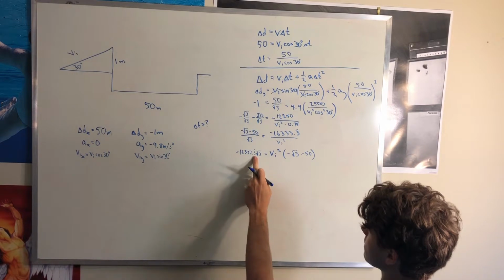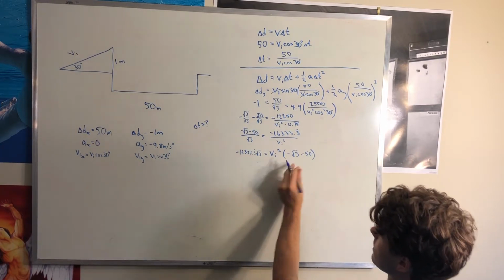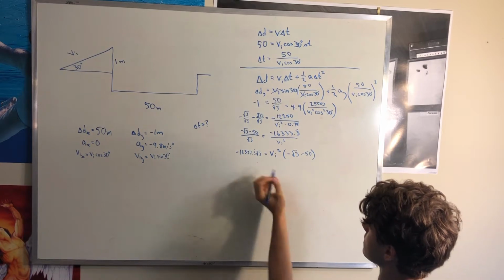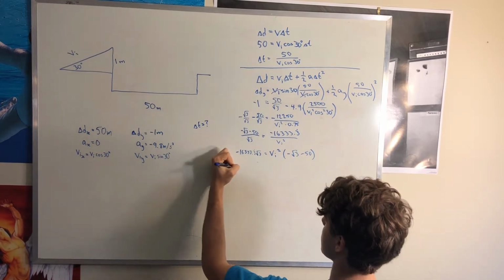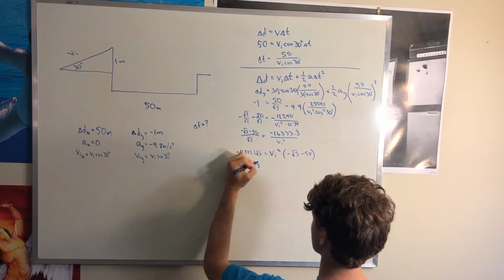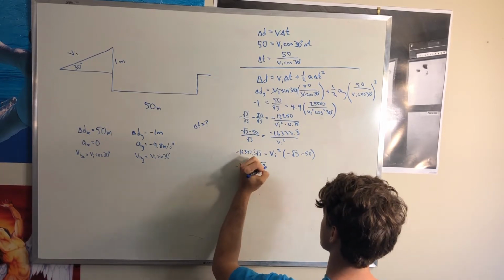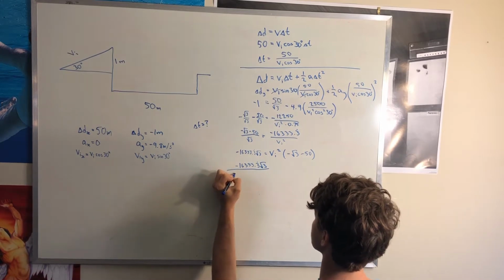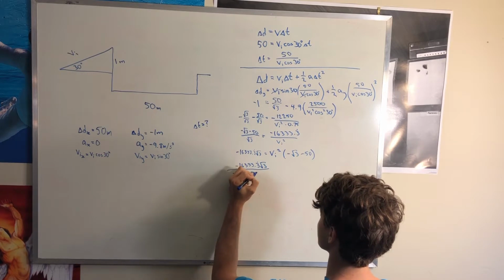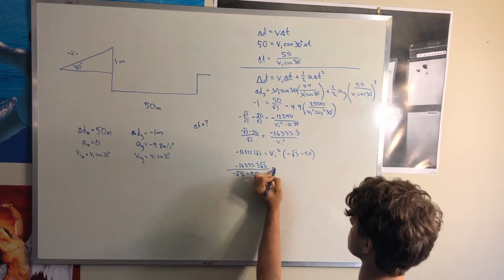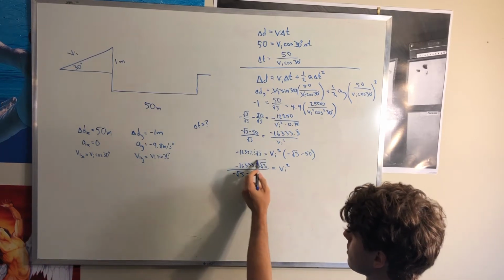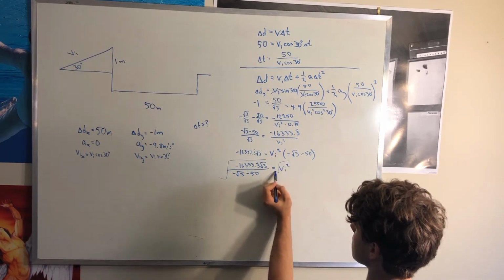I can divide this bracket from both sides to isolate for vi squared. So doing that, I'll have negative 16,333.3 root 3 over negative root 3 minus 50 equals vi squared. And then if I just find the square root of both sides, that'll be vi.